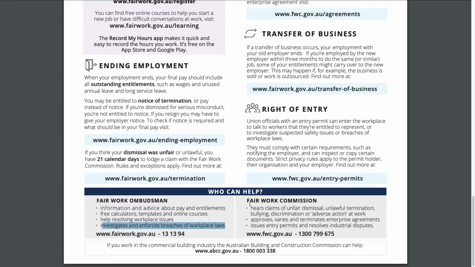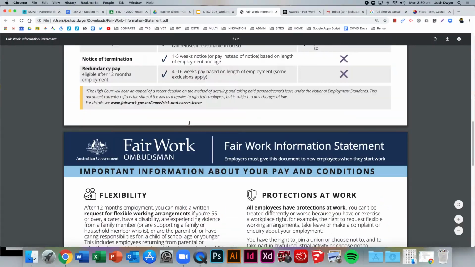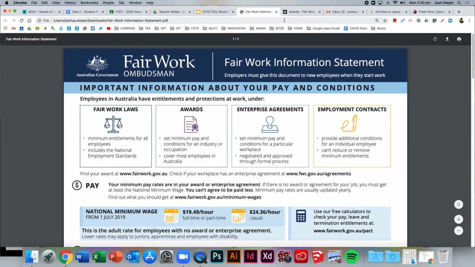Over here is the Fair Work Commission, and the Fair Work Commission is basically responsible for looking out for employees who make a complaint. If you think that you've been treated unfairly at work, you would call the Fair Work Commission and get them to investigate. They would listen to what you said, they'd speak to the company that you work for, find out their side of the story, and then they might sit down and have a mediation session with you so that you can clear up any miscommunications. So that's the National Employment Standards and the Fair Work Information Statement.